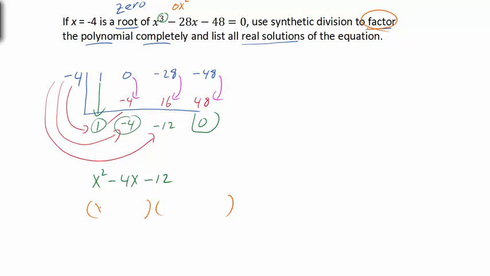Well, how do we get x squared? That's simply x times x. And then for 12, we have the possibility of 1 times 12, 2 times 6, and 3 times 4. And with a little bit of trial and error here, I'm going to probably go with 2 and 6. And we need a -4, so we're going to have a -6 and a +2.